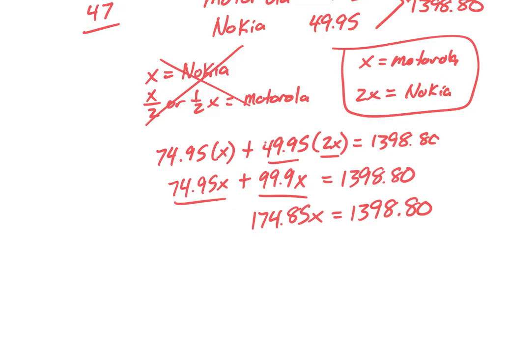So then we're going to take 1398.80 divided by 174.85. What do we get? 8. Okay. So we bought 8 Motorola phones. And then how are we going to get Nokia phones? Just double it, you bet. So we bought 16 Nokias. Just got to go back up here to what our expressions represent.